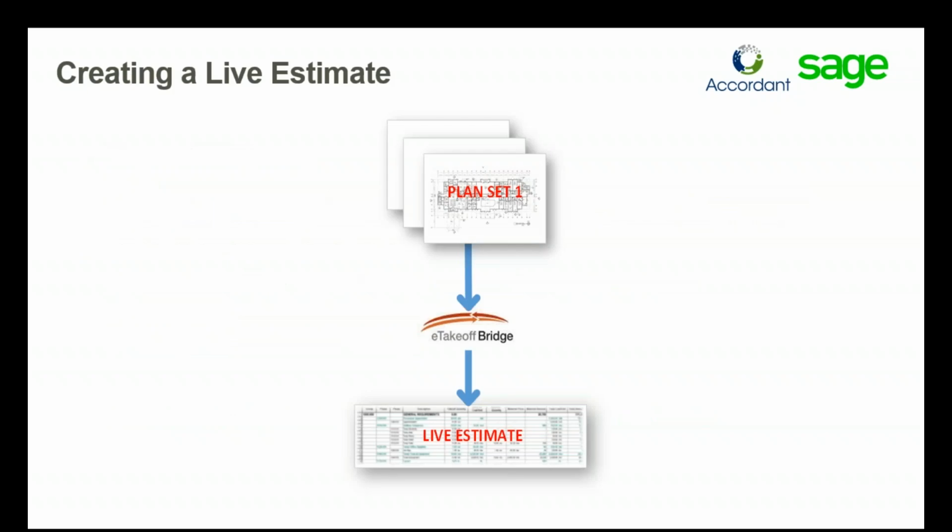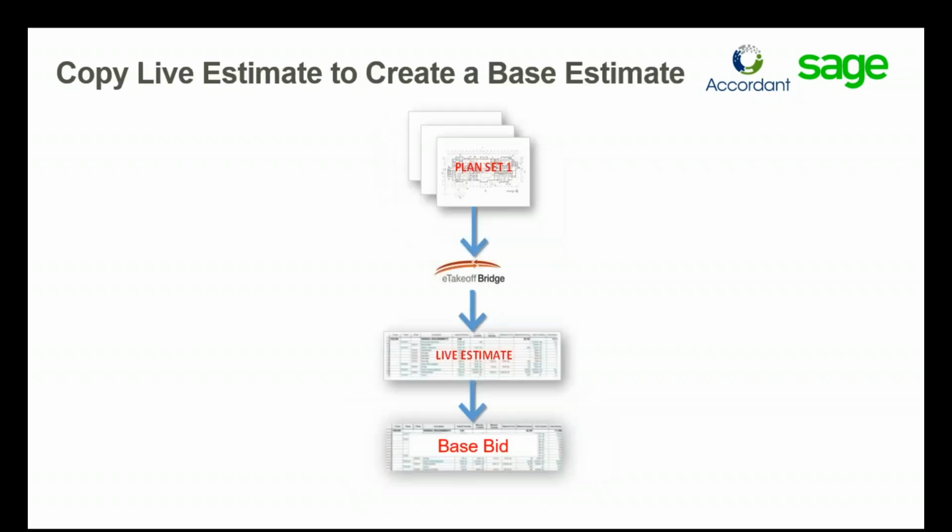So let's talk about a progressive estimating sequence. So you get your first set of plans, right, and you do your takeoff. What you're going to do is hopefully use eTakeoff Bridge, which is bridging eTakeoff to Sage Estimating, and you're going to send your quantities to your estimator. You're going to send it to your live estimate, right? First time you're bringing over your quantities from your takeoff solution. Then you're going to save a version of that as your base bid, right? And you're not going to make any changes from there because that's going to have all your original quantities.